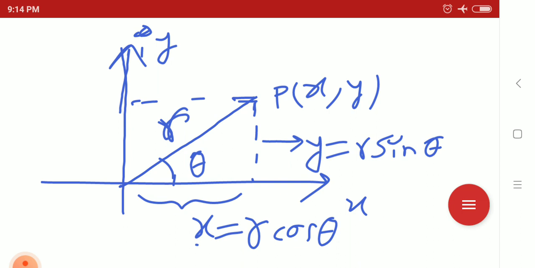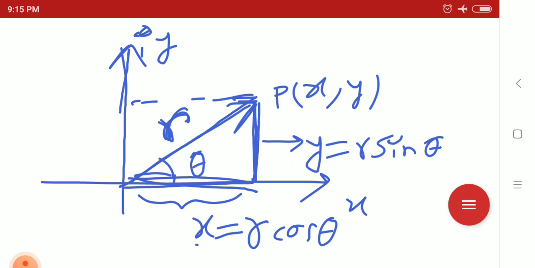Actually, cos theta means what? Cos theta means base by hypotenuse. Base is here x, and hypotenuse is here r. So we can write x by r equals cos theta. So this component is x equals r cos theta, and this is y equals r sin theta. Sin theta equals perpendicular by hypotenuse. So y by r equals sin theta, so y equals r sin theta.